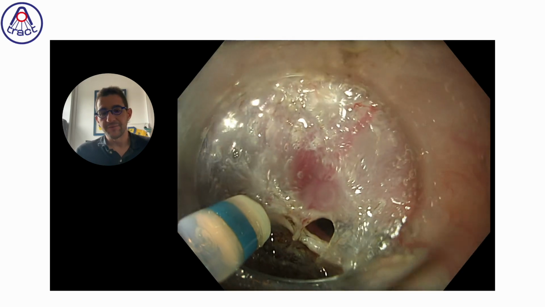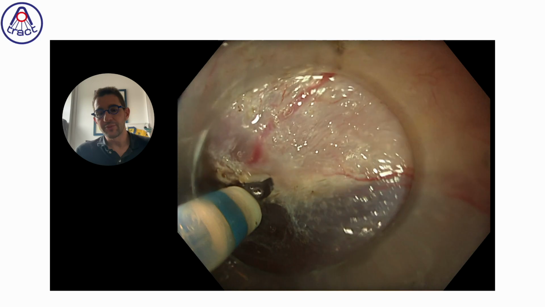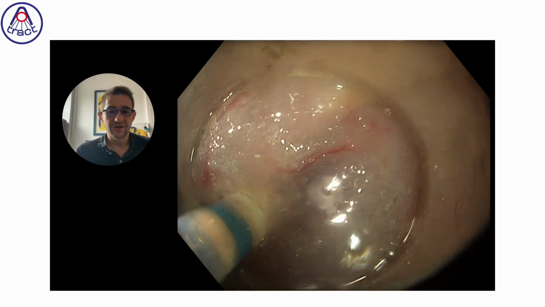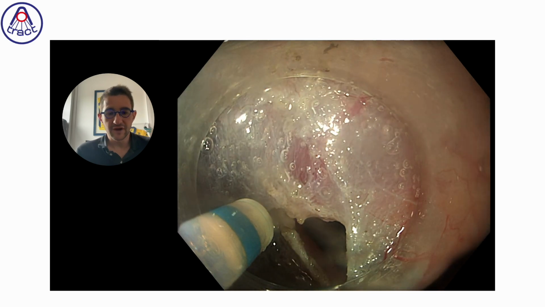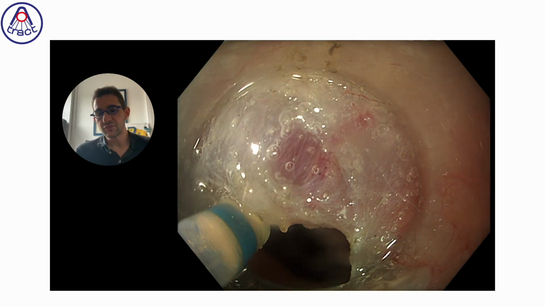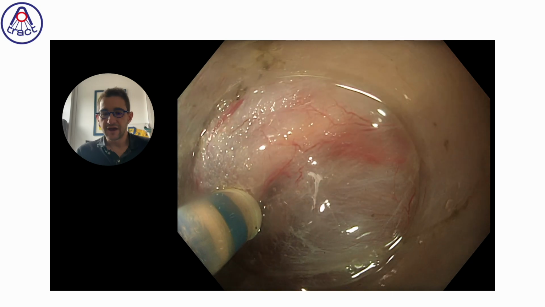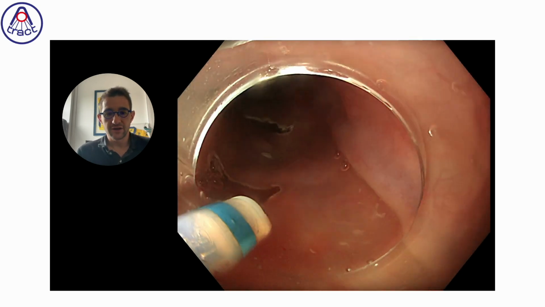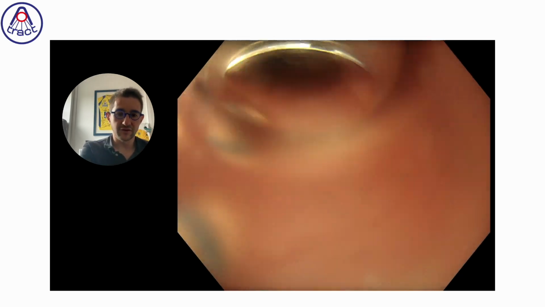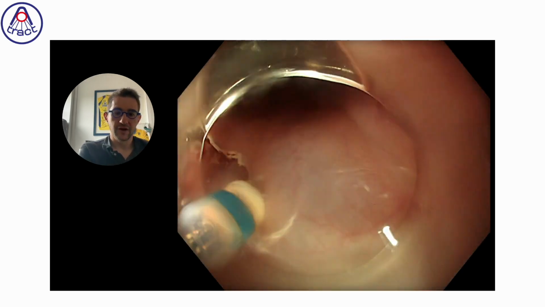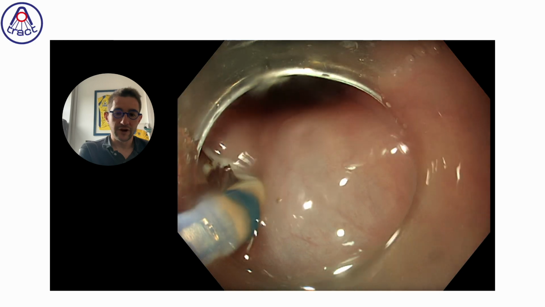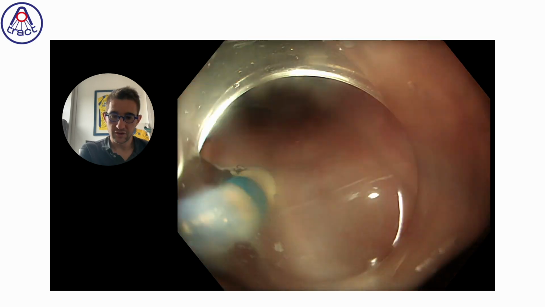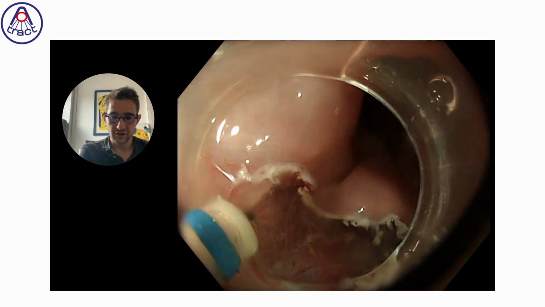So while dissecting, stopping the vessels quite quickly when they are in the submucosa is an important point in order to avoid this kind of mix of blood and injection solution in the submucosa that makes the resection more difficult. So here we will do the two sides of the incision in order to complete our resection.